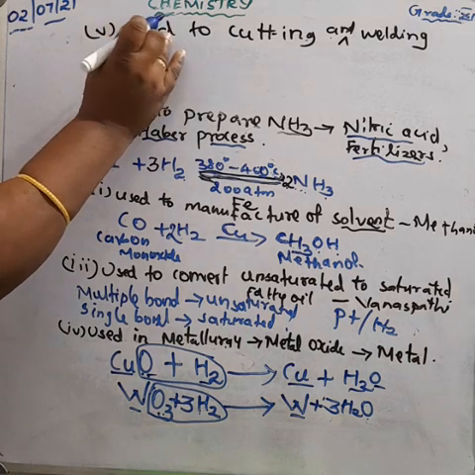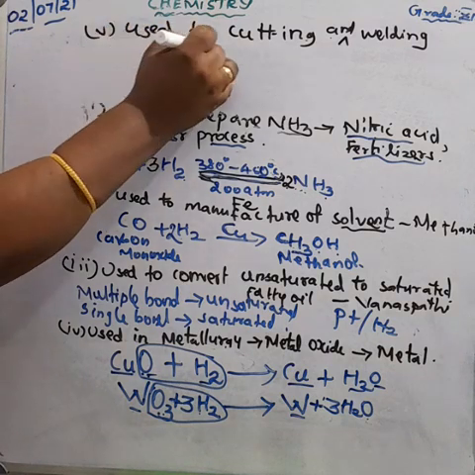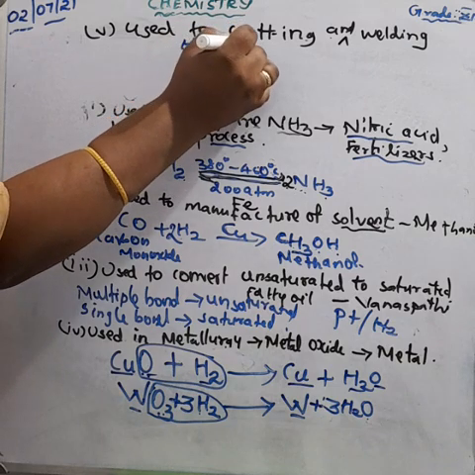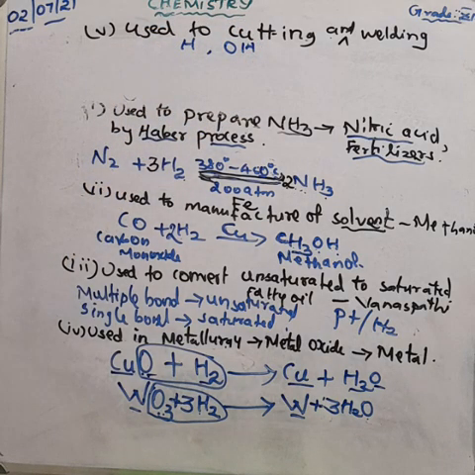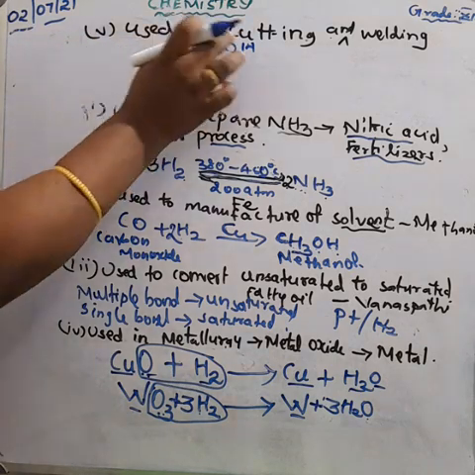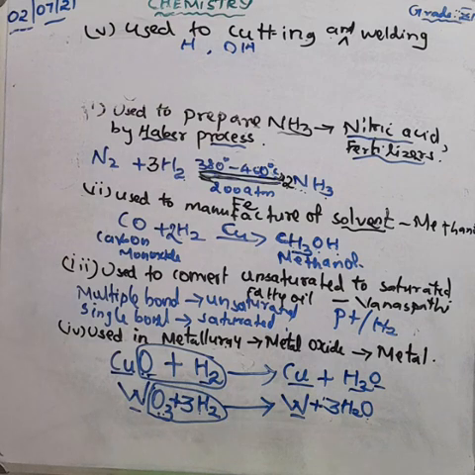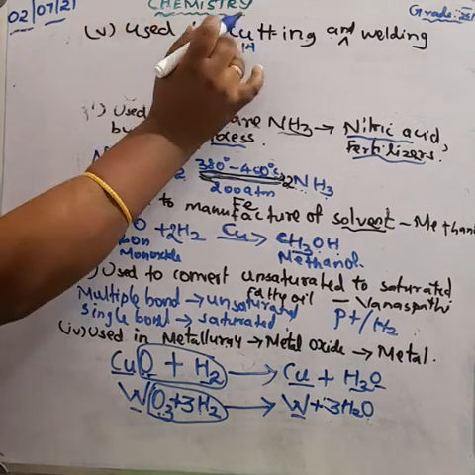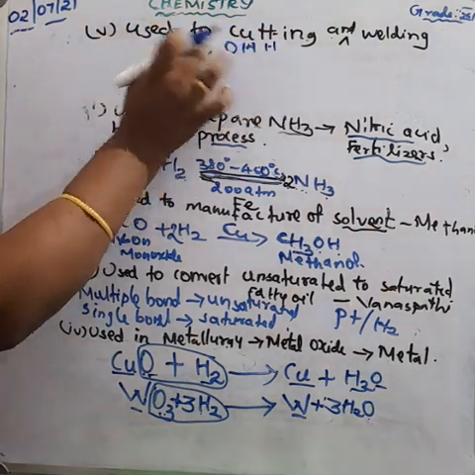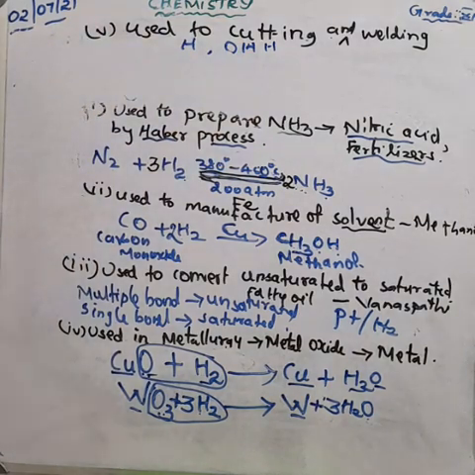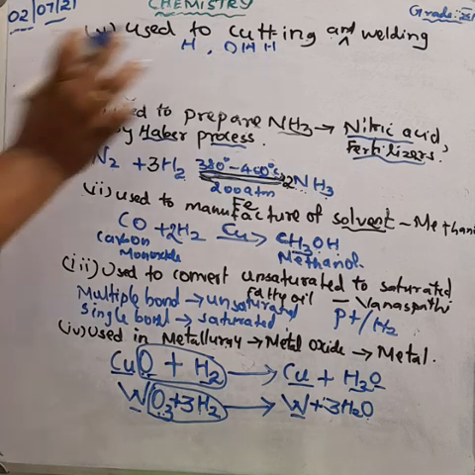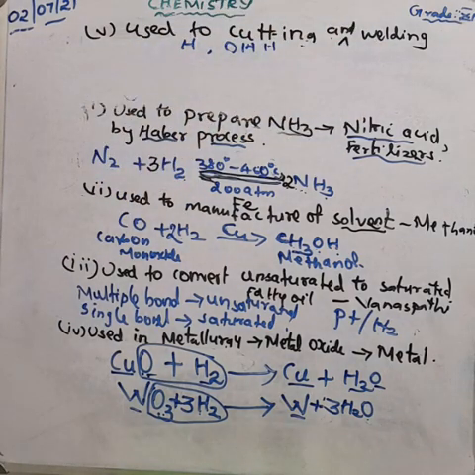using atomic hydrogen and oxyhydrogen. Atomic hydrogen means hydrogen, H, and oxyhydrogen, HO. Now these two atoms are not in a combined state, they are in a separate state. We use atomic hydrogen and oxyhydrogen in torches. An oxyhydrogen torch gives light, it gives fire. Using the atomic hydrogen and oxyhydrogen torches, we cut and weld metals. Understood? So this is the fifth use of hydrogen.